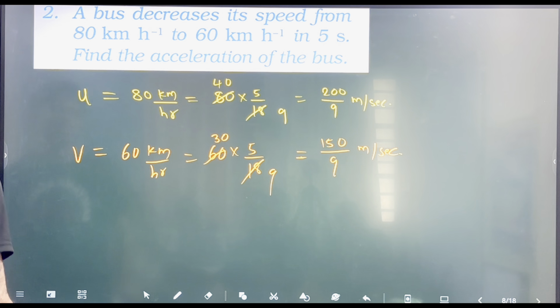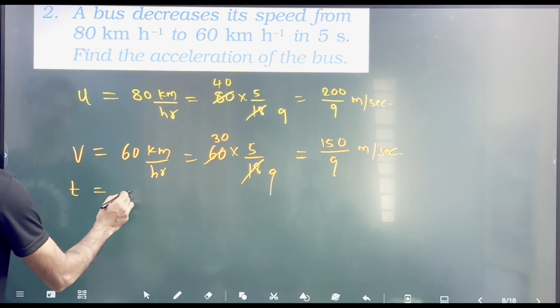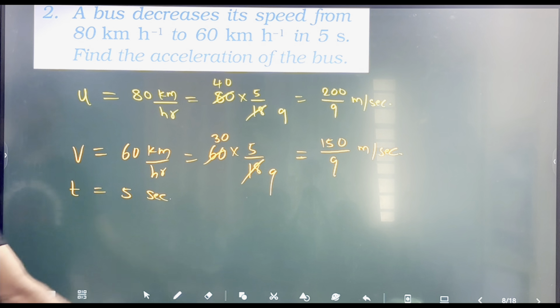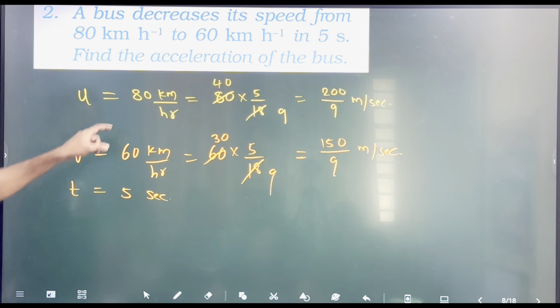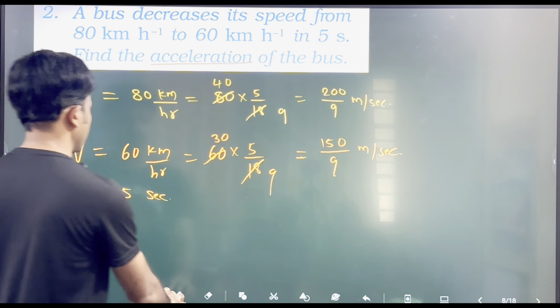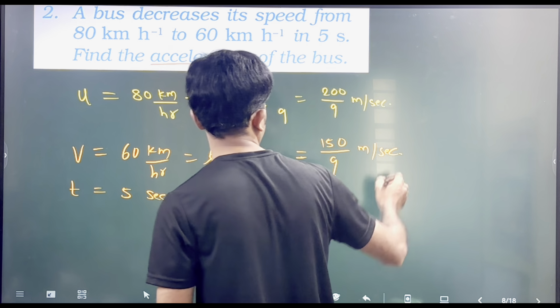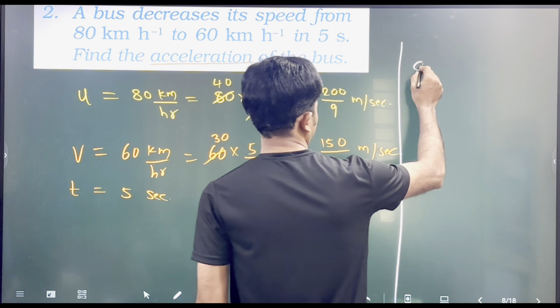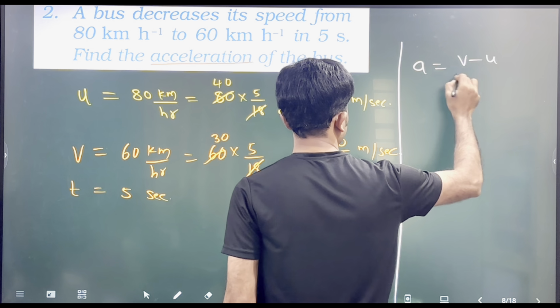Now what is the time value we have here? The time value is 5 seconds. Now you have to find the acceleration. So how do you get this acceleration? By using the formula a equals v minus u by t. Okay, use this formula: a equals v minus u by t.